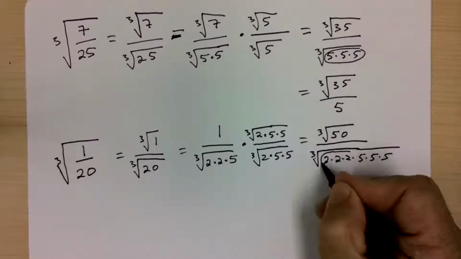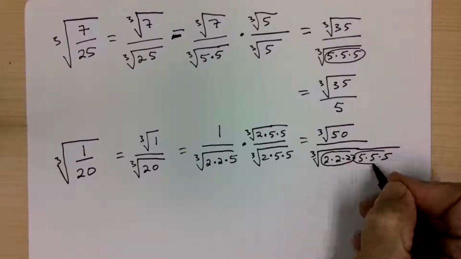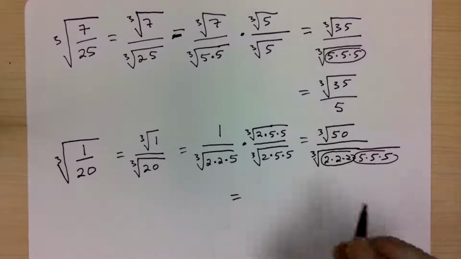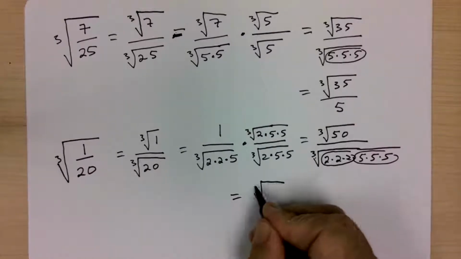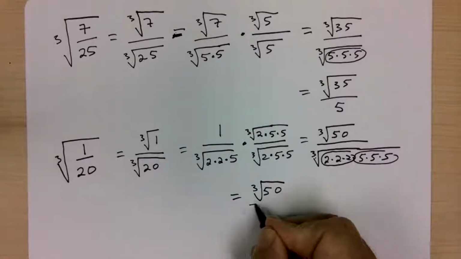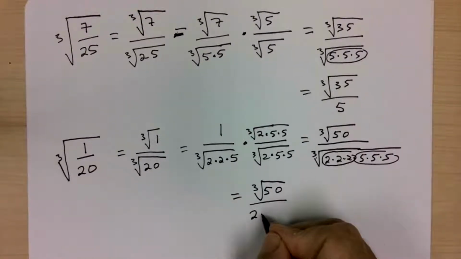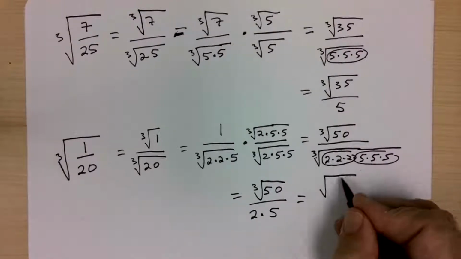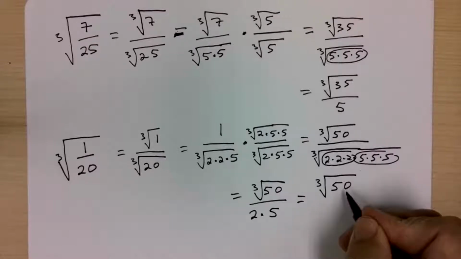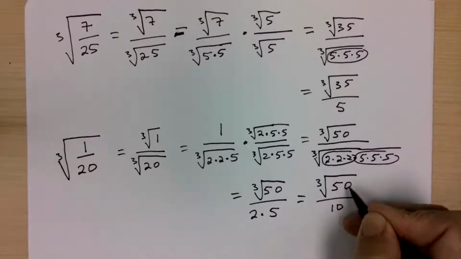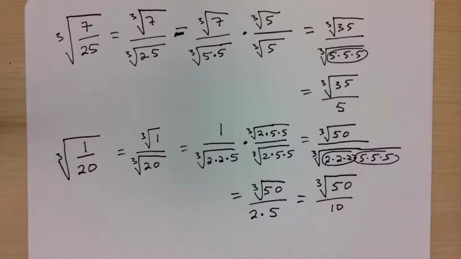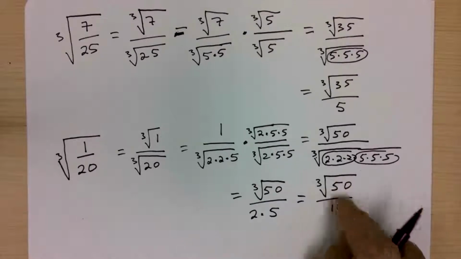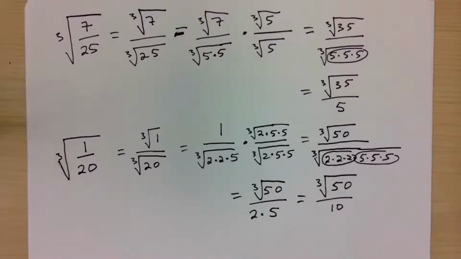So the 2 comes out and the 5 comes out. So this equals the cube root of 50 over 2 times 5. 2 times 5, of course, is 10. So we get the cube root of 50 over 10. Do not think you can divide out the 50 and the 10, though. The cube root of 50 is under the radical, the 10 is not. So there's no way for us to simplify that easily.